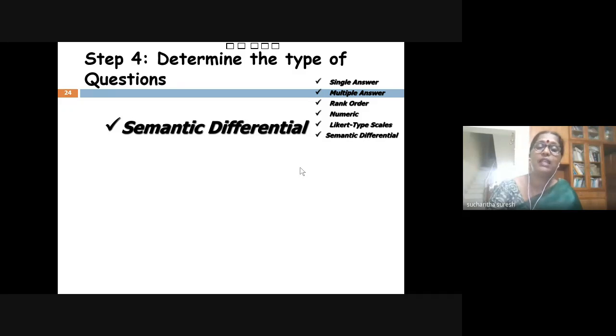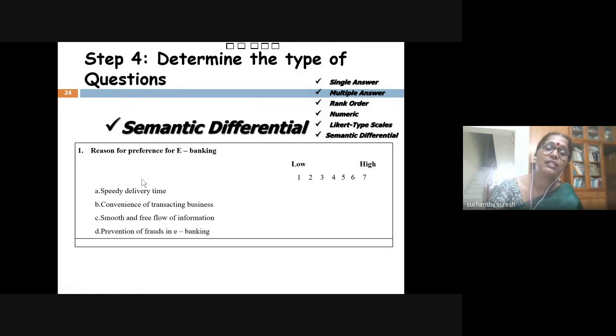Next one is the semantic differential scale. It is not like a scale, but it is a rating scale. It is like this, from low to high. They have to mark 1, 2, 3, 4, 5, 6, 7, or 10 also. Sometimes you can give 1 to 10, but marking is there. 1 means low, and 7 or 10 means high. There is nothing in between.